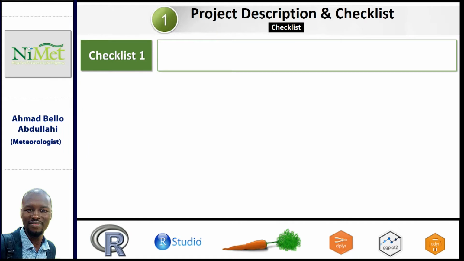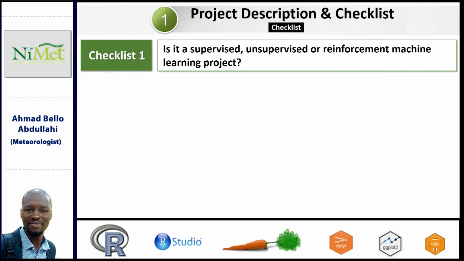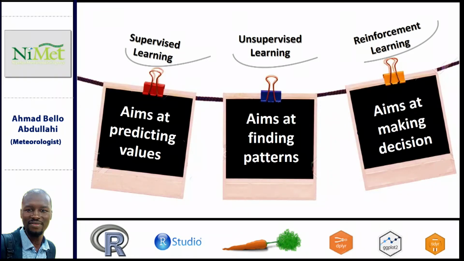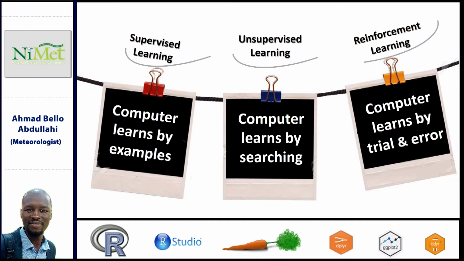Next, we need to know what the problem is. Is it a supervised machine learning problem, an unsupervised machine learning problem, or a reinforcement machine learning problem? In a supervised machine learning problem, computers learn by example. In an unsupervised machine learning, computers learn by searching the data and trying to find a pattern in the dataset. And for reinforcement learning, computers learn by trial and error and experimenting within the dataset.